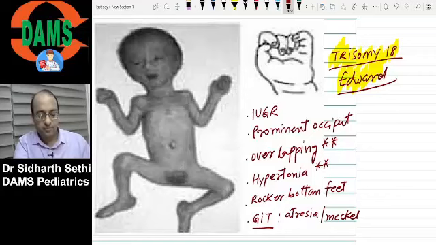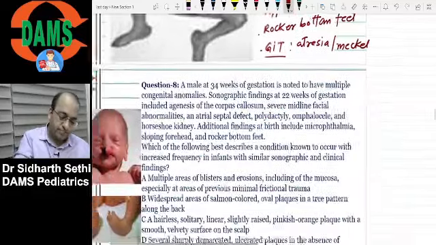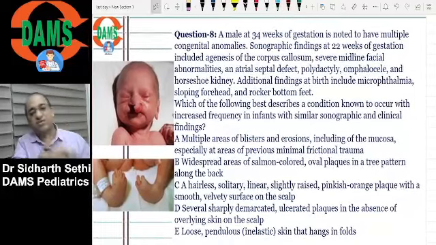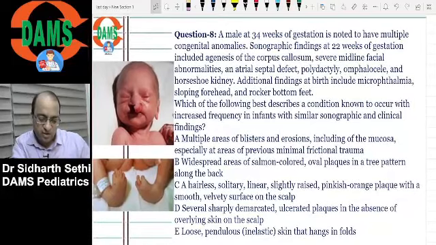Let's take you to the next question. Now here is a classic case, and we are doing trisomy, so maybe you can have an idea what we are talking about.